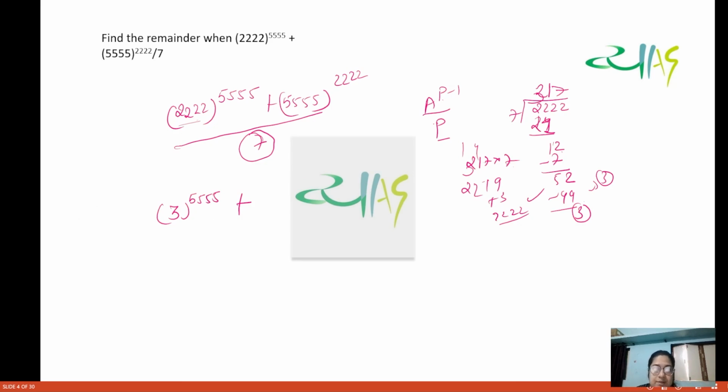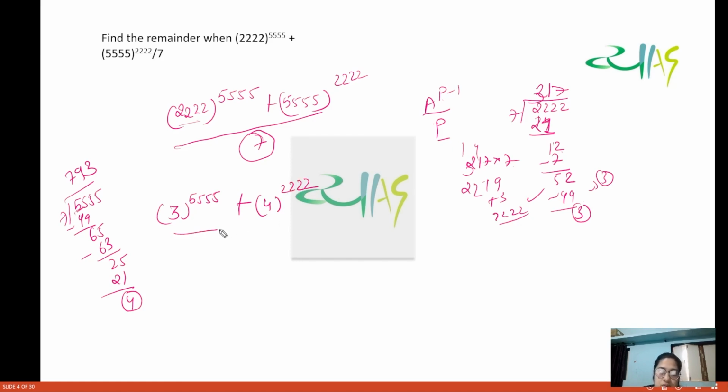So you have 5555 divided by 7. 7, how many times can it go in 55? 7 times 7 is 49, then 7 9s are 63. So this becomes 25, and then you have 7 3s are 21. So you are getting 4 as remainder for 5555, and this is to the power 2222.